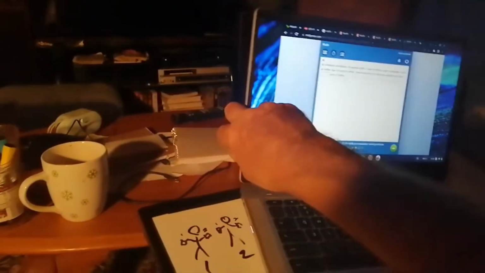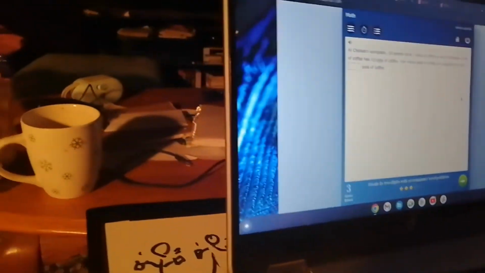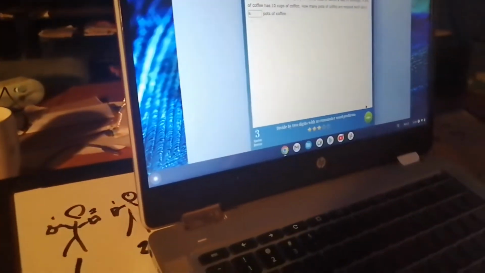6 pots of coffee. We need to make 6 pots of coffee. So put your answer in there, and let's see if you're right. Ah, you're right. Good job, Iasius.